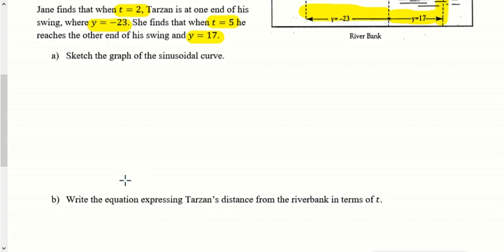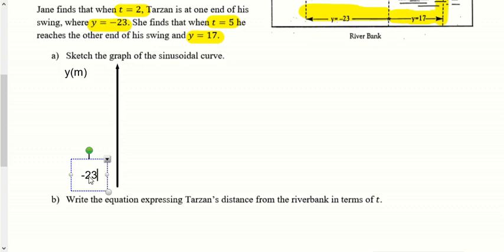Whenever I'm sketching a curve and I don't have a graph given, I always start by drawing my y-axis, and then I am going to label it y, and that is in meters. I need to know what numbers I need on my y-axis. My smallest y right here is negative 23, so I'm going to want to put that down here at the bottom. And my biggest y is 17 when he's at the other end of his swing, so I'm going to put that up here towards the top.